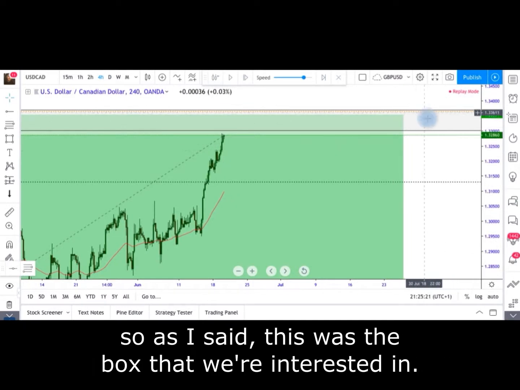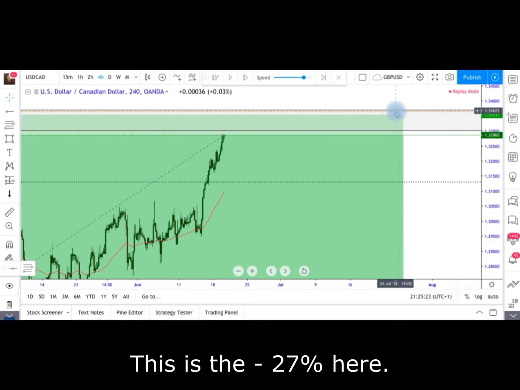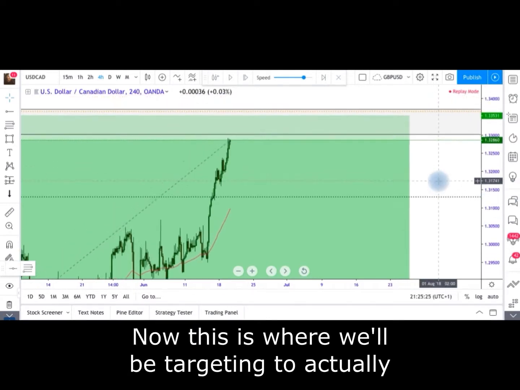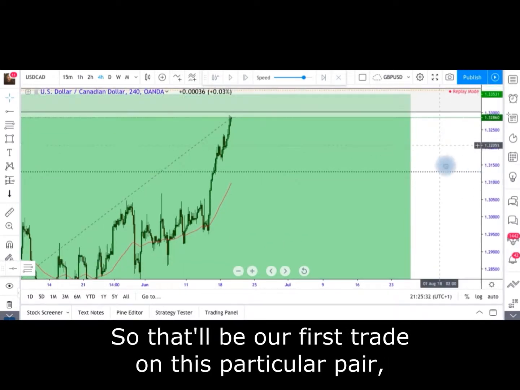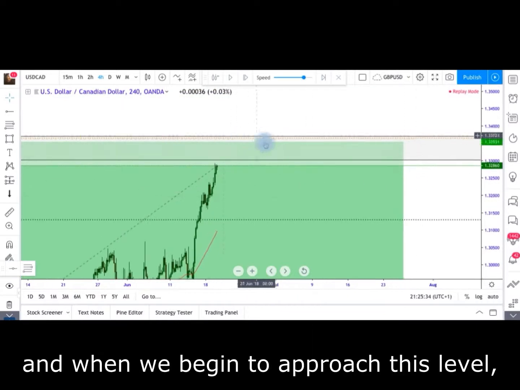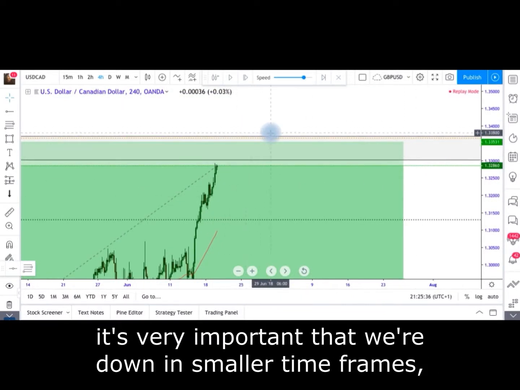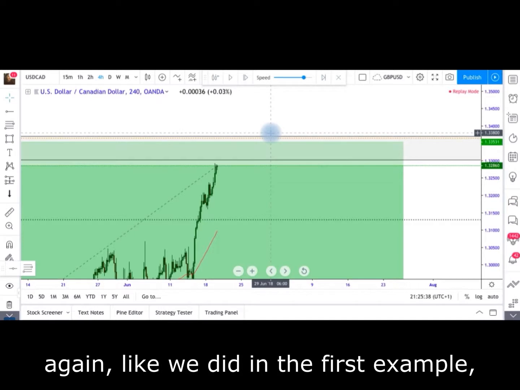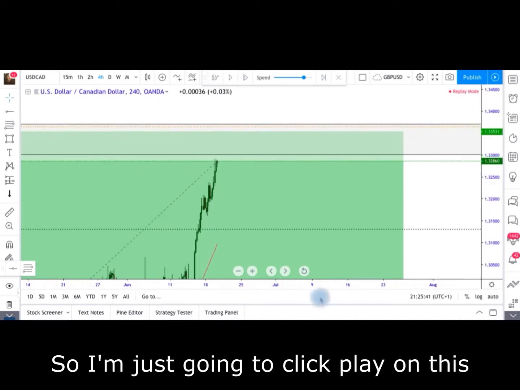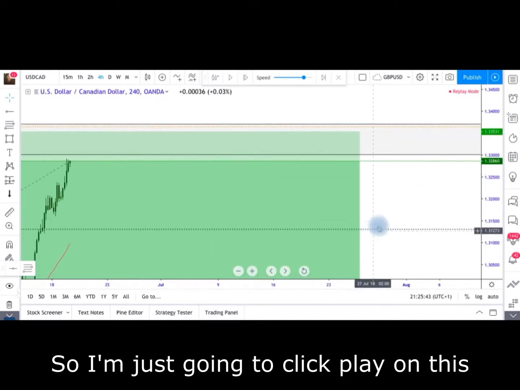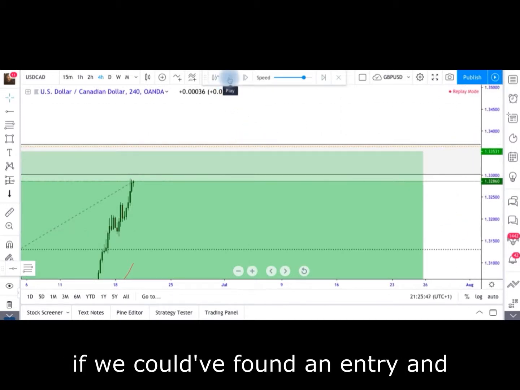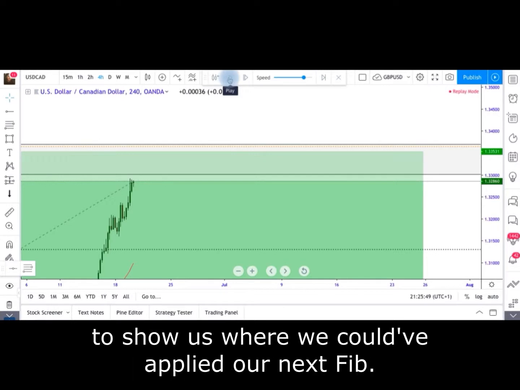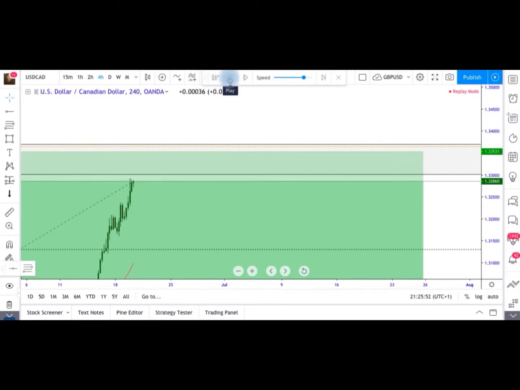So as I said, this was the box that we're interested in. This is the minus 27% here. Now this is where we'll be targeting to actually close our position entirely on this particular trade. So that will be our first trade on this particular pair. Now when we begin to approach this level, it's very important that we're down on the smaller time frames, again like we did in the first example, to allow us to get really tight entries. So I'm just going to click play on this and see how price plays out to see if we could have found an entry and to see if price could have stopped to show us where we could have applied our next fib.